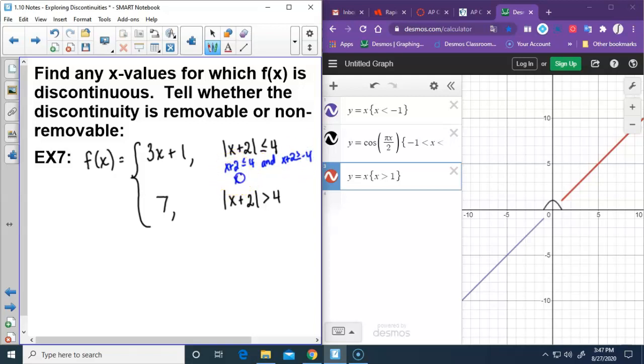So this would be x is less than or equal to 2, and this would be x is greater than or equal to negative 6. So we'd be looking at negative 6 less than or equal to x less than or equal to 2.